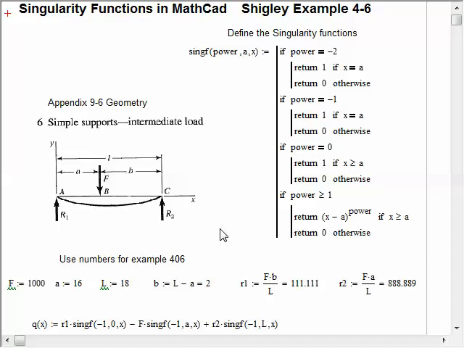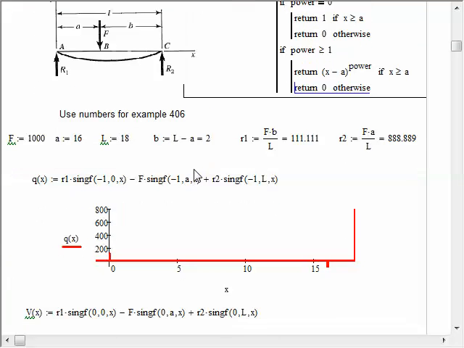And so I'm going to use numbers for this example. I have to use numbers if I'm going to be using Mathcad. I can't do algebra or symbolics if I'm going to be using Mathcad. And so I'm going to just assign a value of 1,000 to the load. A is 16, L is 18, B is L minus A, which is 2. So in this case, my load is very, very close to the right-hand side of the beam. That's just how I chose the numbers.